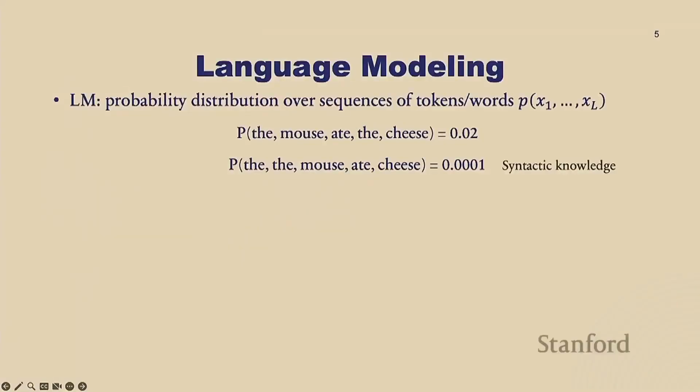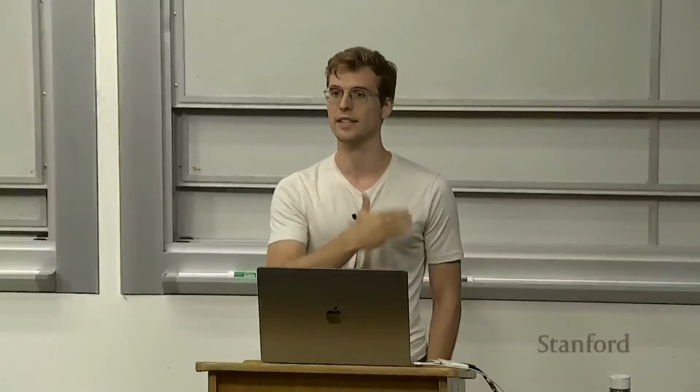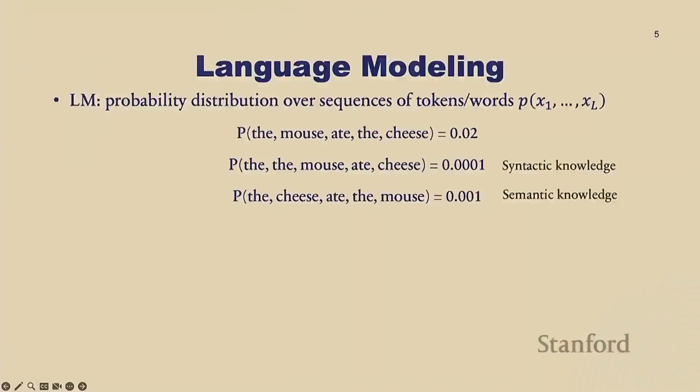If you have another sentence like the mouse ate cheese, here there are grammatical mistakes, so the model should have some syntactic knowledge and know that this has less likelihood of appearing online. If you have another sentence like the cheese ate the mouse, then the model should hopefully know that usually cheese doesn't eat mouse. So there's some semantic knowledge, and this is less likely than the first sentence. So this is basically at a high level what language models are.